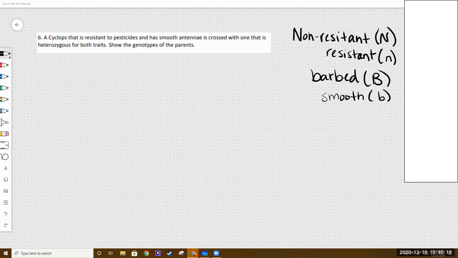I guess I should ask a question too, right? How many of them would be non-resistant with smooth antenna? I don't know if I know how to spell antenna. Oh, it's right there. Okay.